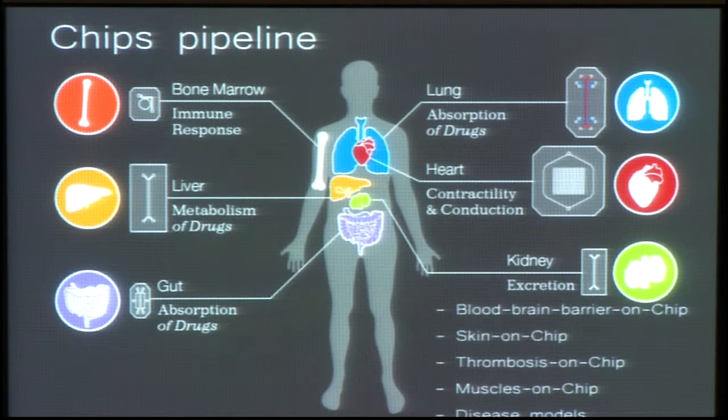I showed you 3 different chips, but there are also other chips such as the heart chip, bone marrow, liver, blood-brain barrier, skin on a chip, thrombosis, muscle, and many disease models that we are developing at the moment at Emulate and the Wyss Institute.